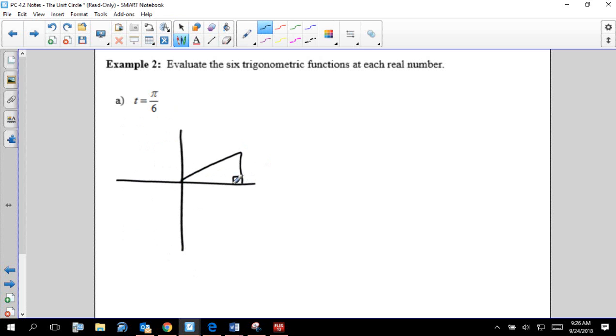So pi over 6 is a 30-degree angle. It's pi over 6 still, but I have to change it to 30 degrees to think about it. And if you need to put in your numbers, your ratios like x, 2x, x radical 3, then put them in. Hopefully we're starting to memorize these. Fingers crossed.